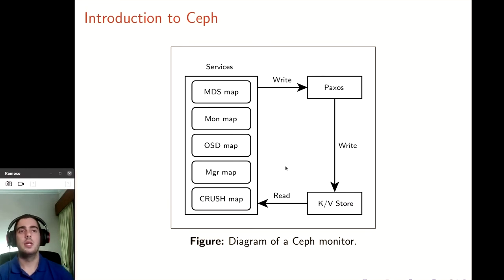The monitors will be responsible for maintaining a series of maps, and to keep track of the changes of these maps, they use Paxos. So you have a sequence of changes that can be committed, and to know which changes to commit in each slot, they use an algorithm that is based on Paxos. For example, the monitor map will have information about which monitors are up and which monitors are down. These maps are important because Ceph uses an algorithm called CRUSH, and this CRUSH algorithm uses these maps to locate where the files are in the cluster.